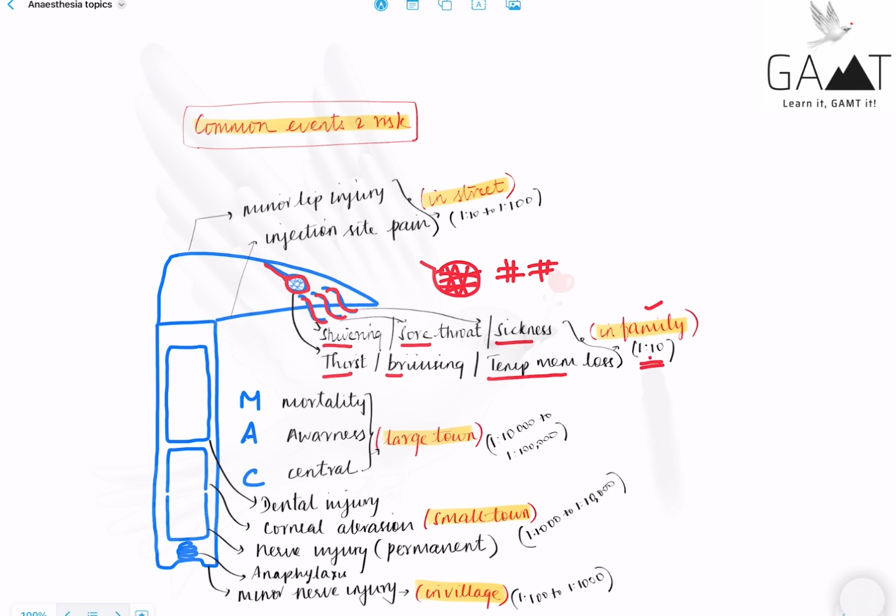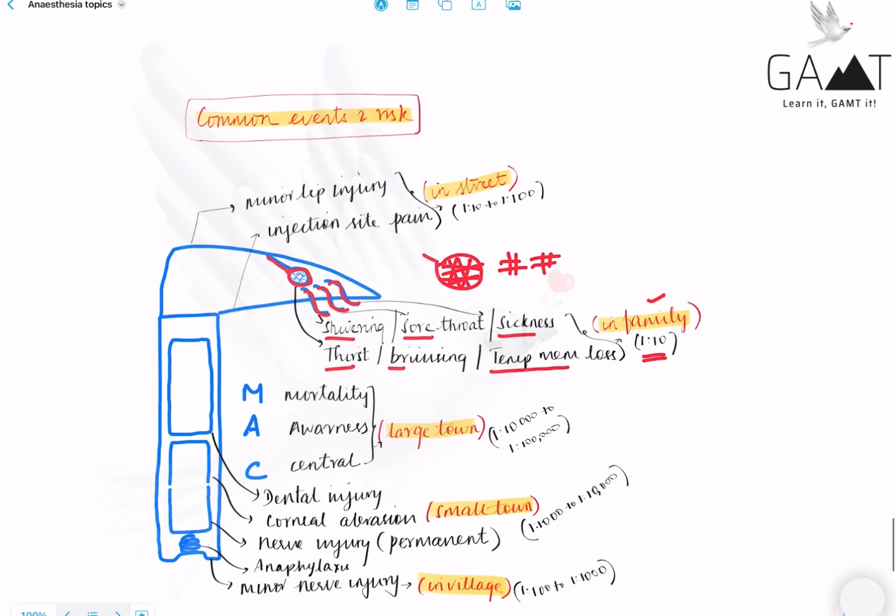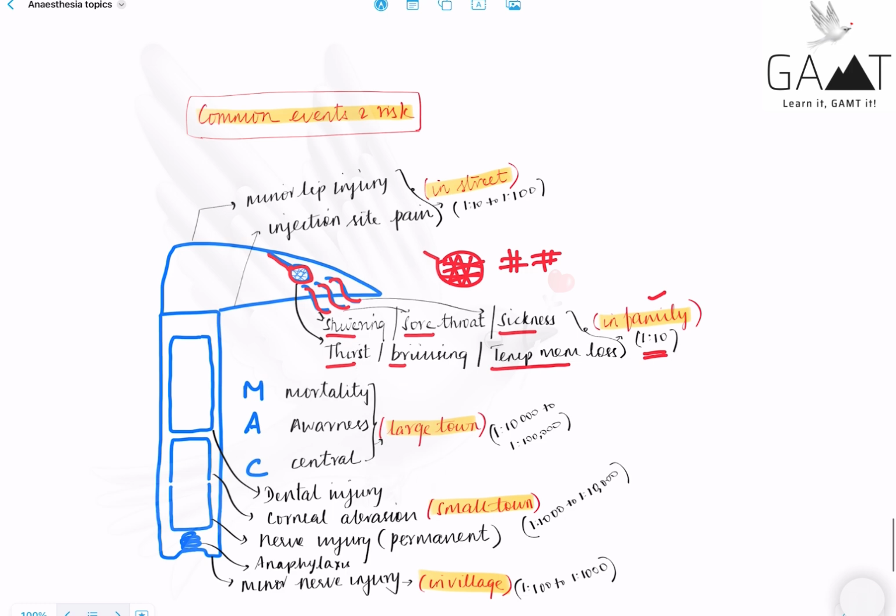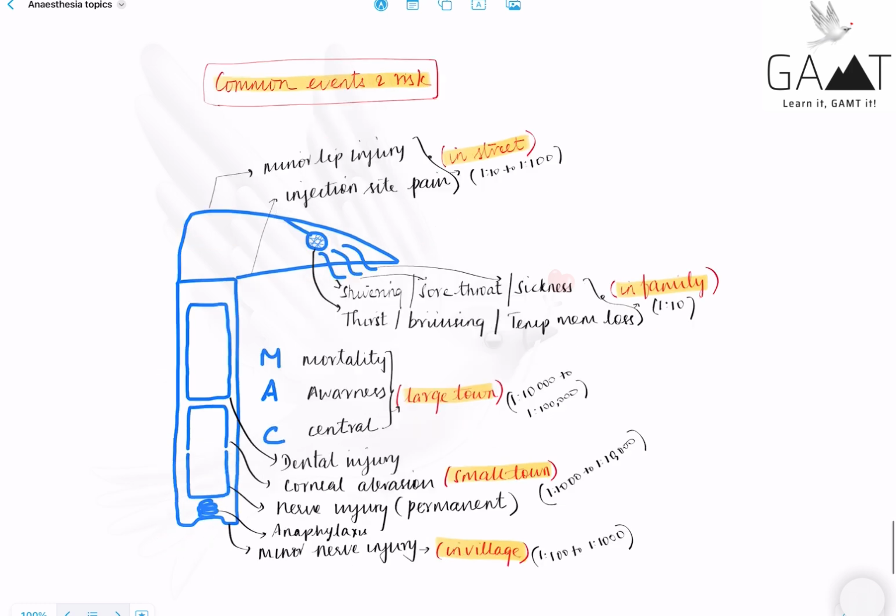So that's 1 in 10. It's the equivalent of one person in your family possibly having that side effect. Okay. So shivering, sore throat, sickness, thirst, bruising, temporary memory loss. Next we come to the common side effects, which is the ratio 1 in 10 to 1 in 100. It happens to one person in the street that you're living in.